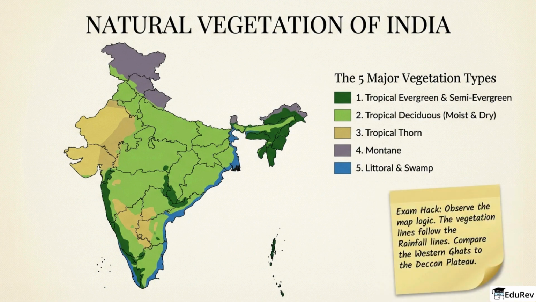The map logic is worth locking in properly. Vegetation lines broadly follow rainfall lines. That is why the Western Ghats and the Deccan Plateau look so different on the vegetation map, even though they are close to each other. One gets heavy orographic rain. The other lies in a drier rain shadow setting. That single comparison can solve multiple map-based questions.